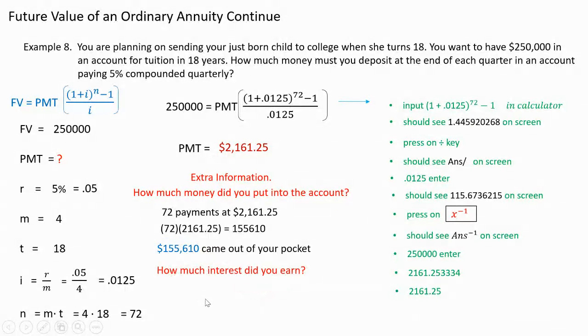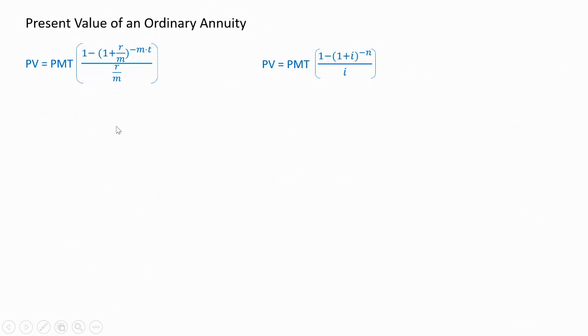So you actually earned extra money, right? We subtracted 155,610 from 250,000 and we get 94,390. So this is how much money you earned in interest, or how much extra money you earned. 94,000, which is good.